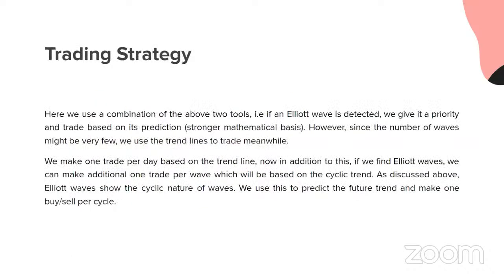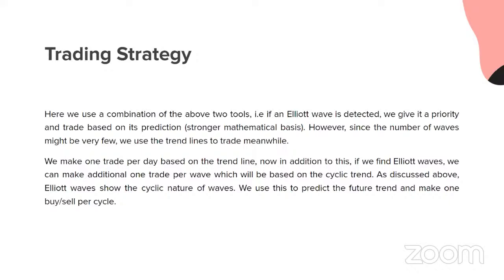I'll try to explain the trading strategy which we devised. As my team member explained, we'll be using a combination of price action trading, such as Elliott waves, and uptrend and downtrend trading. First we'll try to detect the number of Elliott waves. Since Elliott wave as a theory has a strong mathematical basis, it is bound to be more accurate.